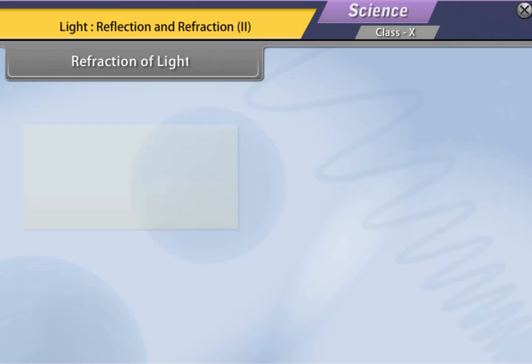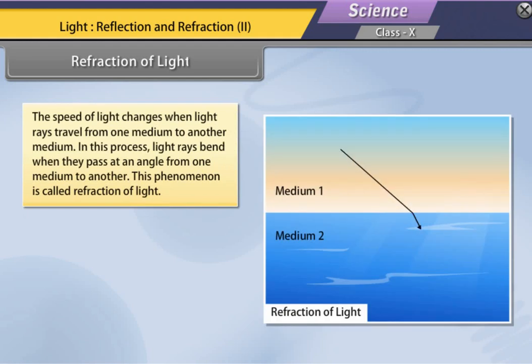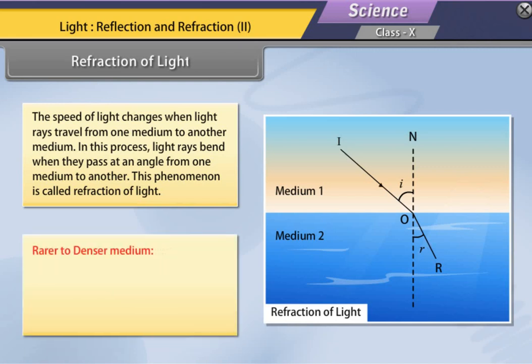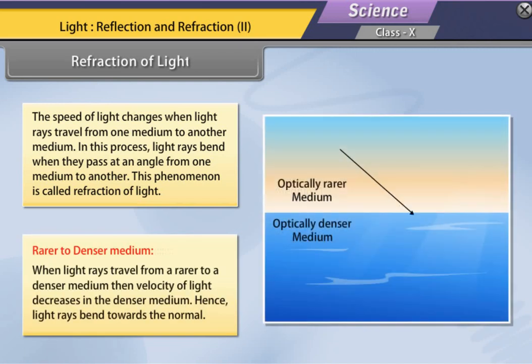Refraction of light. The speed of light changes when light rays travel from one medium to another medium. In this process, light rays bend when they pass at an angle from one medium to another. This phenomenon is called refraction of light. Refraction of light can occur in two ways: rarer to denser medium. When light rays travel from a rarer to a denser medium, the velocity of light decreases in the denser medium. Hence, light rays bend towards the normal.